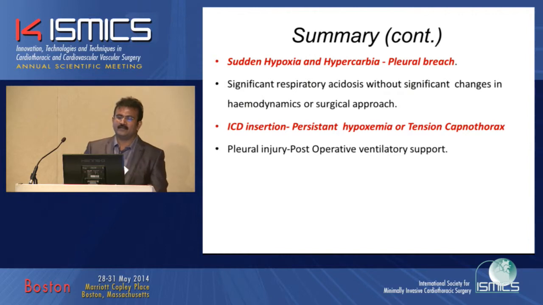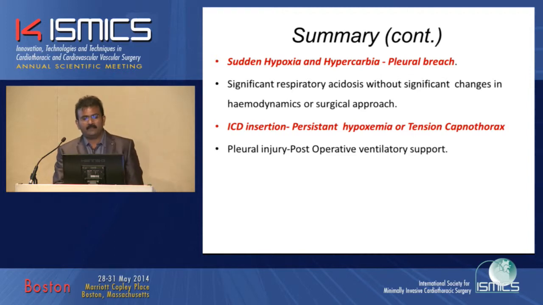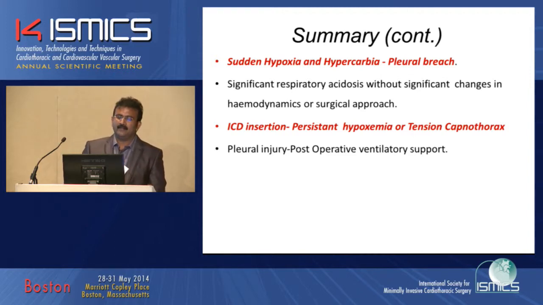Any sudden hypoxia or hypercarbia correlates strongly with pleural breach on the opposite side. This pleural breach significantly produced respiratory acidosis, but without significant changes in the surgical approach or hemodynamic parameters. ICD incision was mandated in a few patients who had persistent hypoxemia or tension capnothorax. Pleural injury invariably ends up in postoperative ventilatory support.